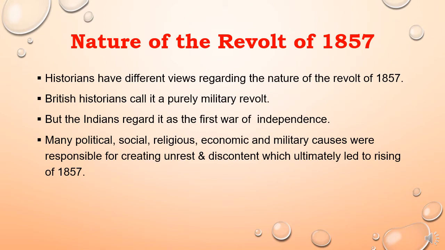Now, there are many reasons behind it. Many political, social, religious, economic, and military causes were responsible for creating unrest and discontent, which ultimately led to the revolt of 1857. Unrest and discontent means people were not happy. They were feeling very uneasy about all the rules and the interferences done by the Britishers in their life. Okay, now we're going to study the causes in detail.